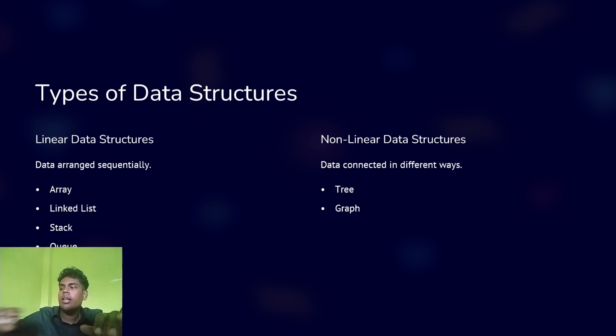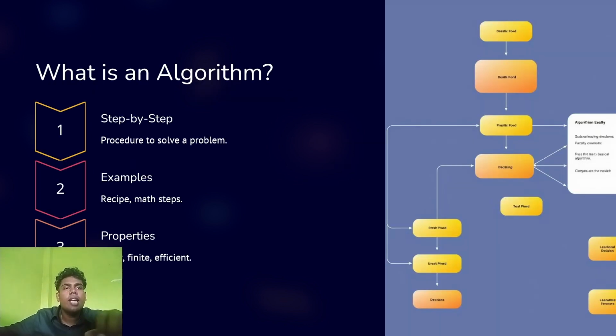Okay, then we will see what an algorithm is. I said previously that data structures and algorithms are not the same. So we will see what the difference is. An algorithm is a step-by-step method.